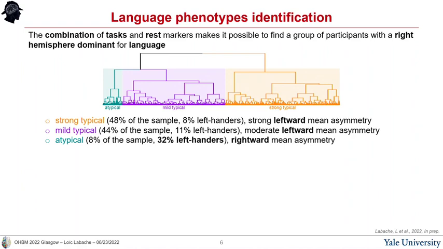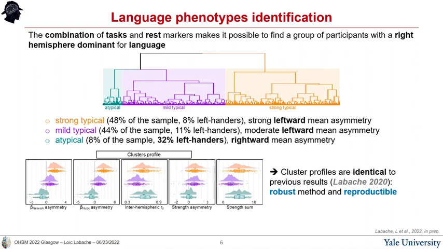And what I found are these 3 clusters. As you can see in orange, it's a cluster of really strong typical people, with a strong leftward asymmetry during the language task. Then I have another cluster of mid-typical people. They are also left dominant, but with a more moderate leftward asymmetry. And finally, the group of interest today is this cluster of blue people on the right. These people represent approximately 8% of the sample, and they are the atypical people with a strong rightward asymmetry.